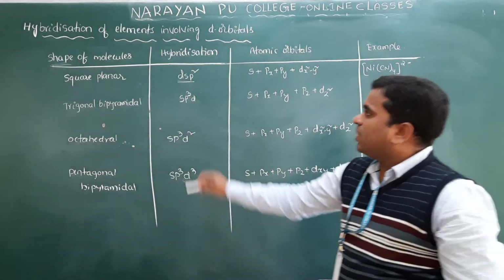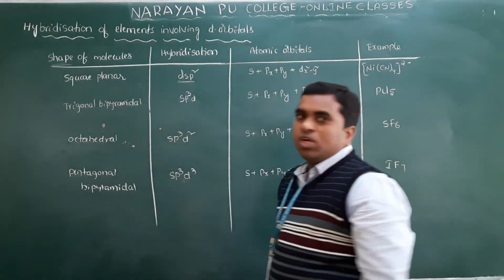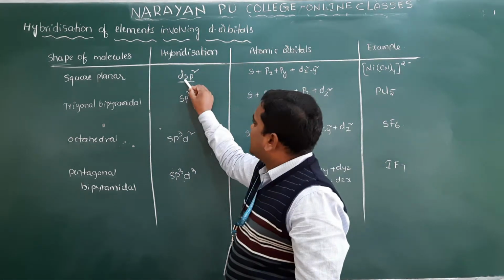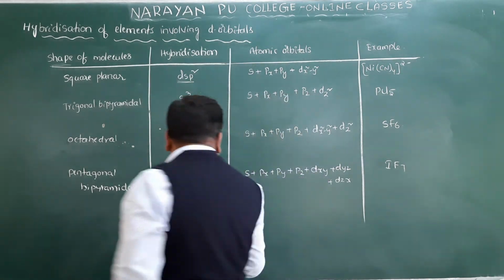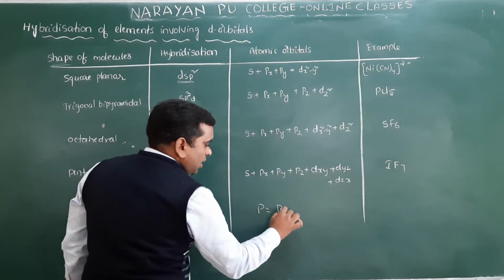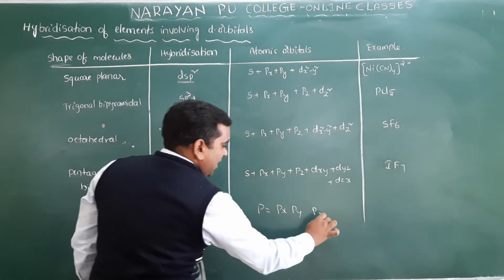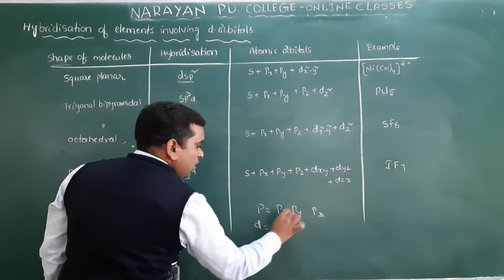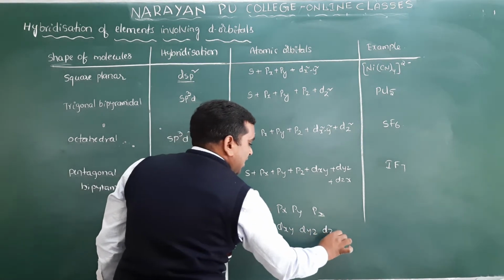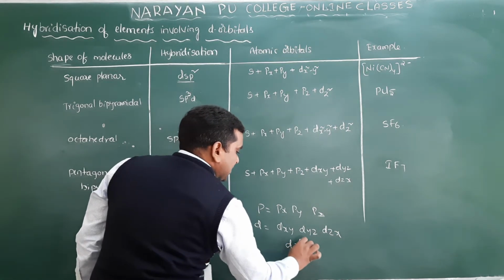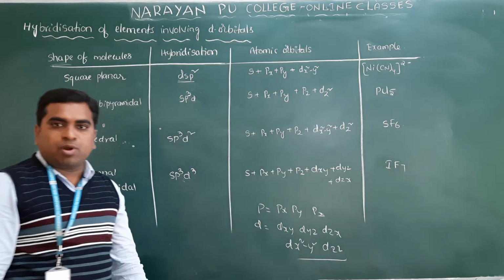Just remember, square planar means the hybridization is dsp2. So here one s, two p, and one d orbital are there. You know the p orbitals: we have px, py, and pz. And the d orbitals, we have five: dxy, dyz, dzx, dx square minus y square, and dz square. These are the five orbitals we have.